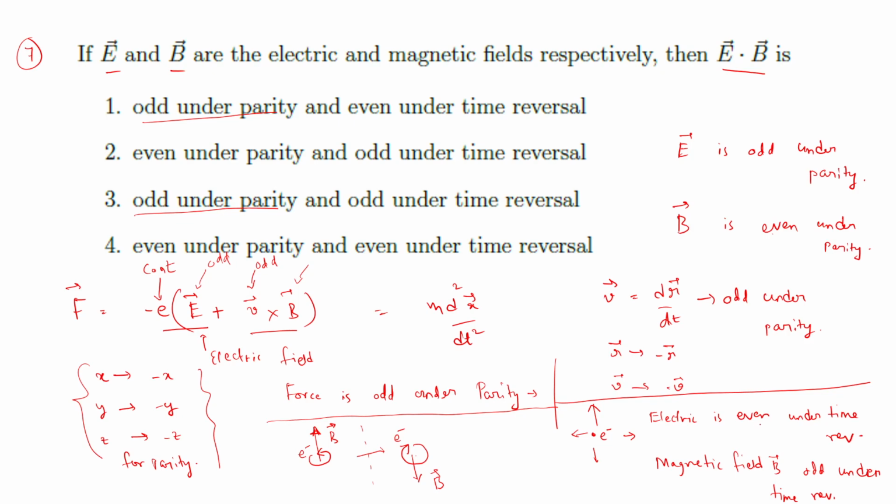So now, the product of an even and an odd quantity will give me odd under time reversal. So here what we need is this odd under time reversal. So this is your correct option. I hope this concept is clear. Now let us go to the next question.